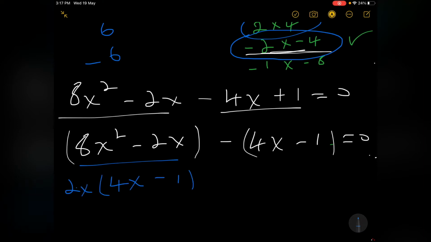On this side, what is common? The only thing common here is 1, because 1 can go in any number. So we're going to factor out 1. And this is equal to 0.